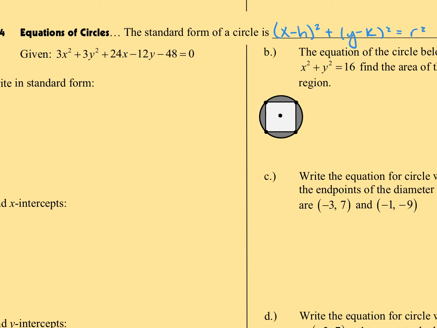Now, what we want to particularly draw our attention to is that the h and the k are going to represent the center of the circle, and the right-hand side is going to be the radius of the circle, but it's going to be the radius squared.